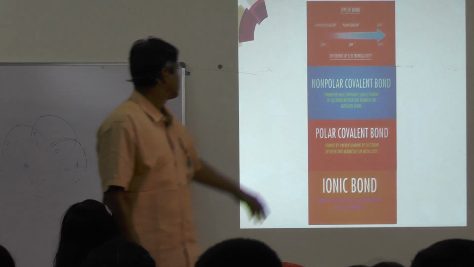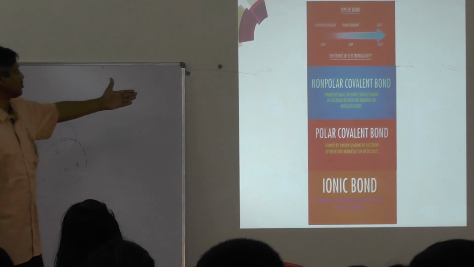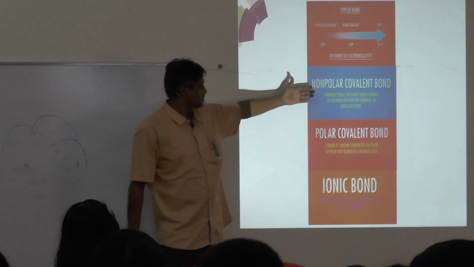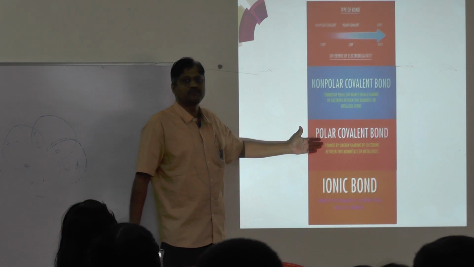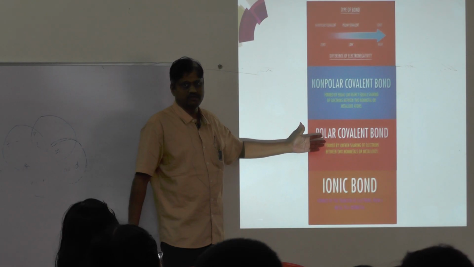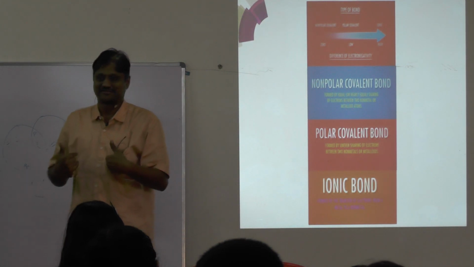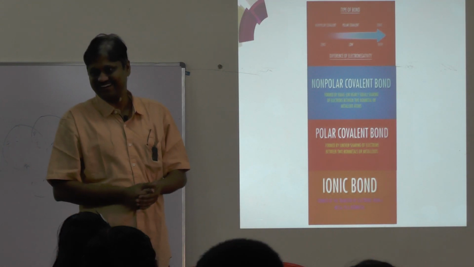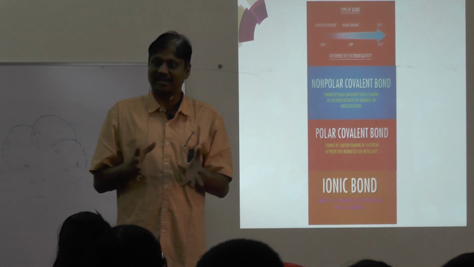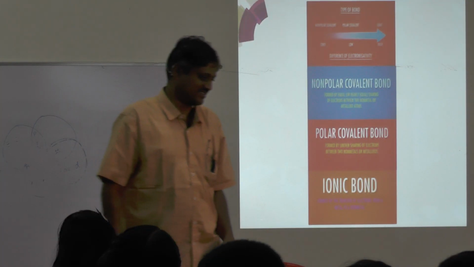So up to 0.4 it is a non-polar covalent bond. From 0.4 to 1.7 it is a polar covalent bond. More than 1.7, the electron is taken, not shared. Up to 1.7 it is shared but not taken. So that way you have to understand.